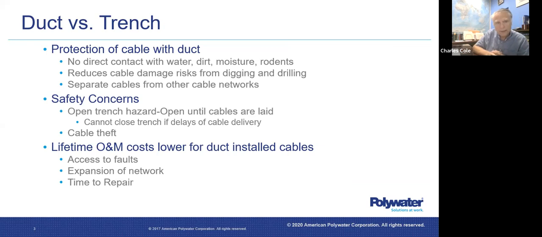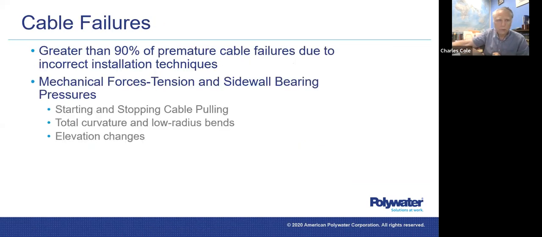We'll go to the next slide, please. There are statistics out there that greater than 90% of premature cable failures are due to incorrect installation techniques. In the case of duct installed cable, those are mechanical forces such as tension and sidewall bearing pressure. These forces could be very, very high during installation. So we want to protect the cable to avoid these premature cable failures that might not appear for 3, 4, 5 years after the installation using incorrect techniques.